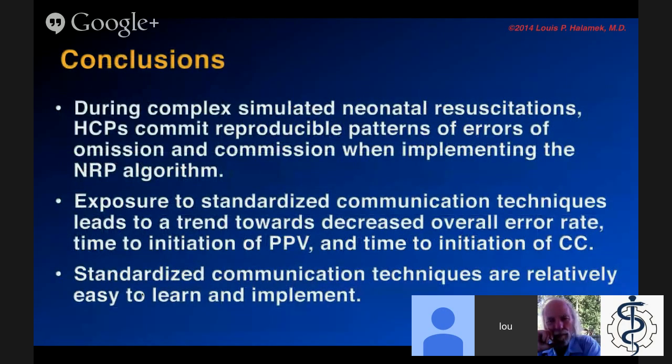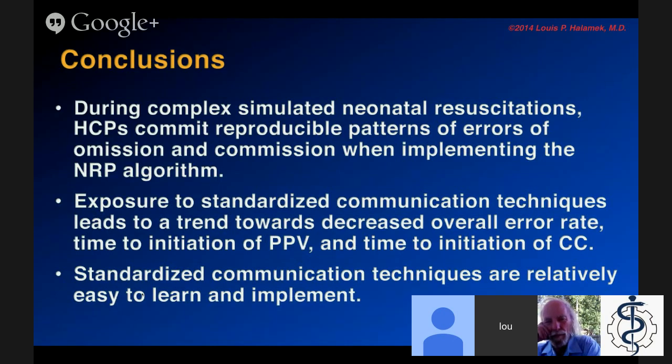So with this work, I was able to, one, show that during complex simulated neonatal resuscitations, healthcare professionals do commit reproducible patterns of errors when implementing the NRP algorithm. And that exposing them to standardized communication techniques led to a trend towards decreased overall error rate, as well as time to initiation of positive pressure ventilation and chest compressions.